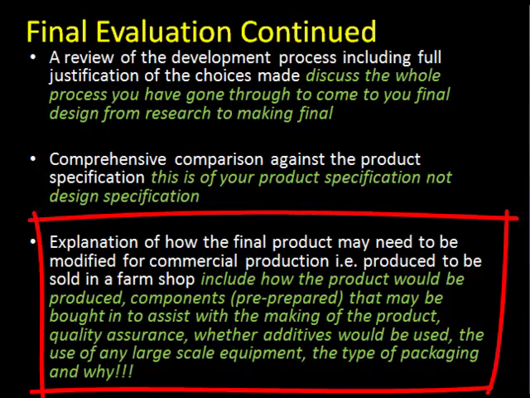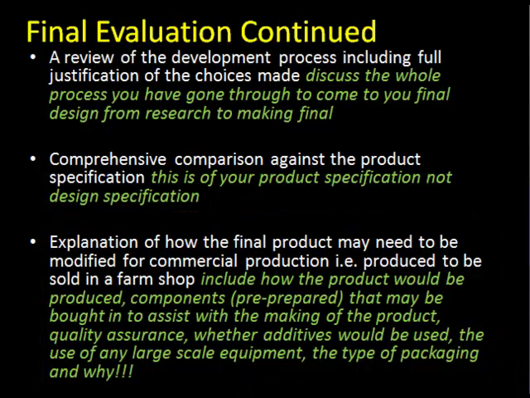You will then need to explain how your final product may need to be developed for commercial production, i.e. sold in a farm shop or in a cafe or at a festival. So you will include whether components will be used, any additives that we need to use, and also any use of large scale equipment. And for each point you need to say why this is the case.